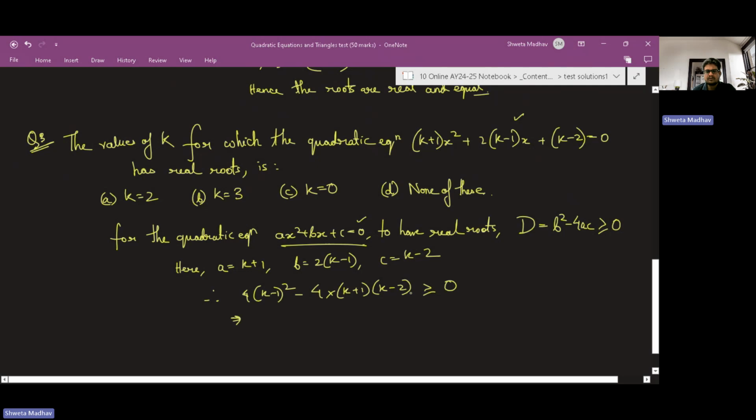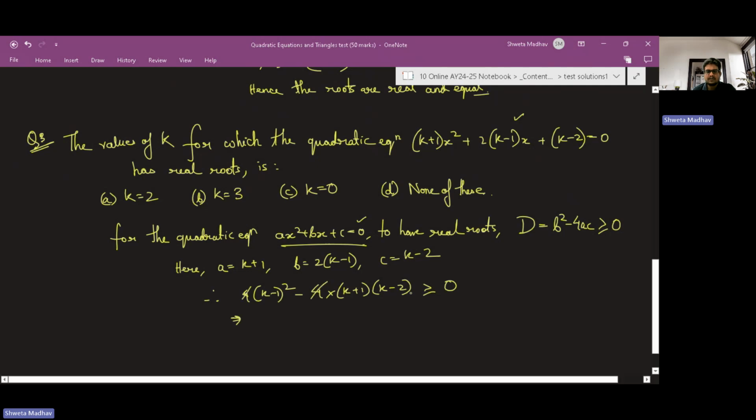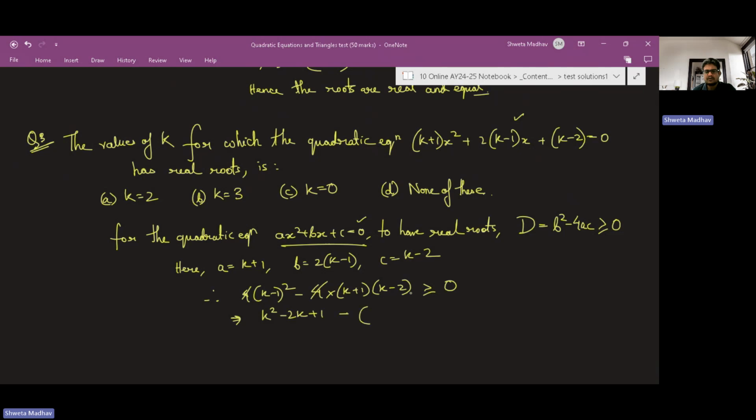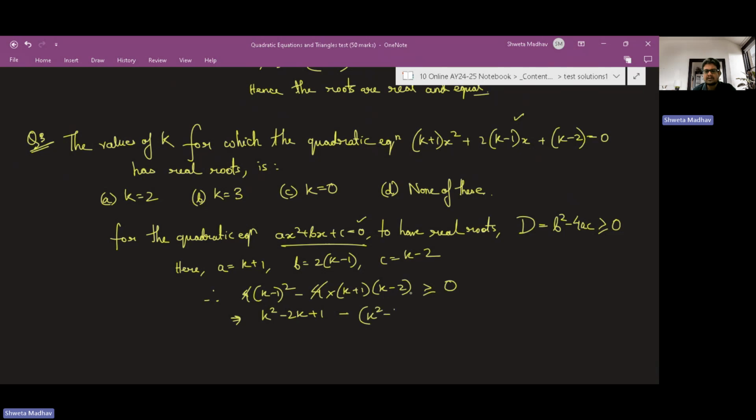So therefore, from here I can take 4 as common and cancel it out. And then here we will get k minus 1 whole square, means k square minus 2k plus 1, minus k plus 1 into k minus 2, means k square minus 2k plus k, so this is minus k minus 2, that is greater than or equal to 0. So it means k square minus 2k plus 1 minus k square plus k plus 2 is greater than or equal to 0. So k square will get cancelled.